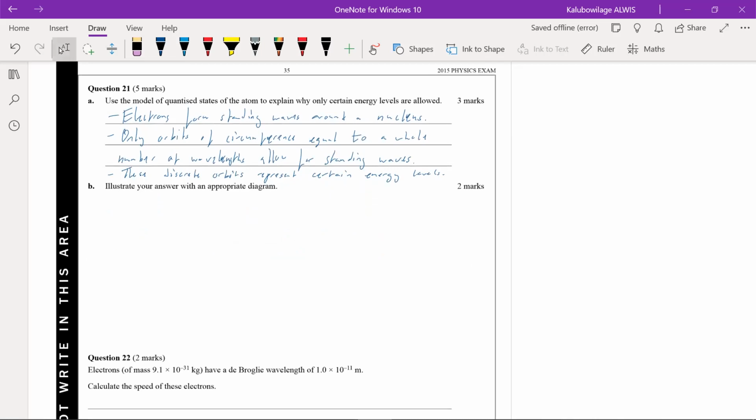Let's check out the next question. Okay, this diagram. I'll try to draw this. Scuffed drawing, but yeah.